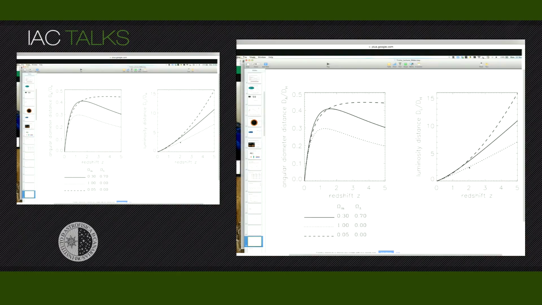The point being that because of this dependency of the luminosity and angular diameter distance on the cosmological parameters, if we can find standard rulers and standard candles in the sky at different redshifts and measure the angular diameter distance and the luminosity distance to them, then we can infer, using statistical methods, the value of the cosmological parameters. And that's the name of the game in cosmology: measuring the redshift, measuring the angular diameter distance or the luminosity distance, and using that measurement to work out the cosmological parameters that control those quantities.